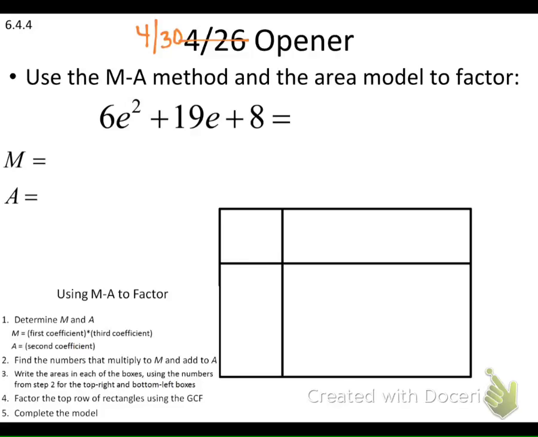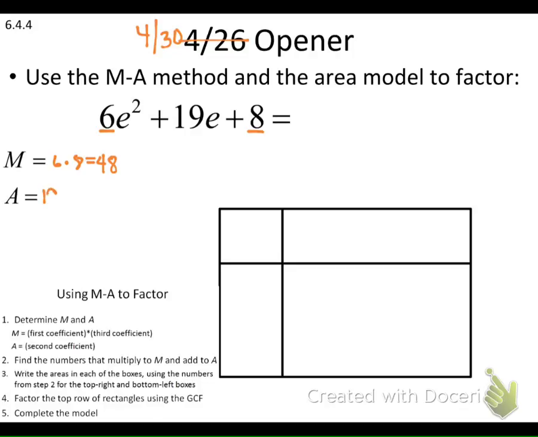So when we're using the MA method and the area model to factor, we have 5 steps we're going to follow. Step 1, it says determine the M and determine the A. The M is the first coefficient times the third coefficient. Basically it's just the first and third number. So we're going to take 6 times 8, and we're going to get 48. Then my A is just my second coefficient. What's my A here? 19.